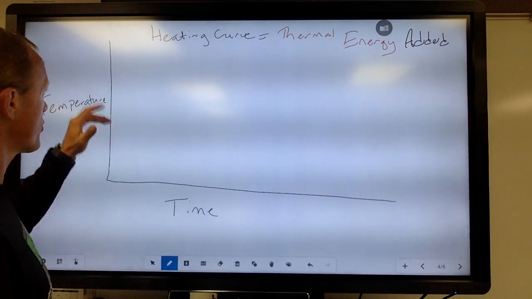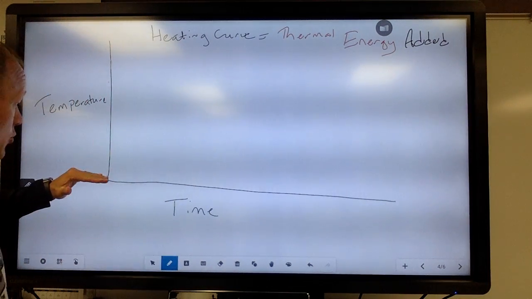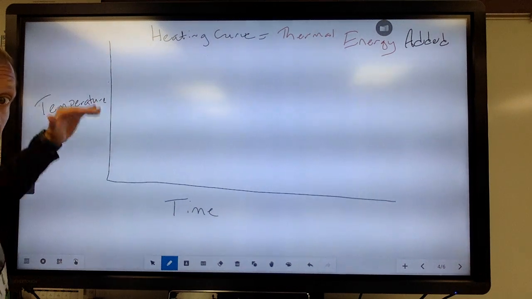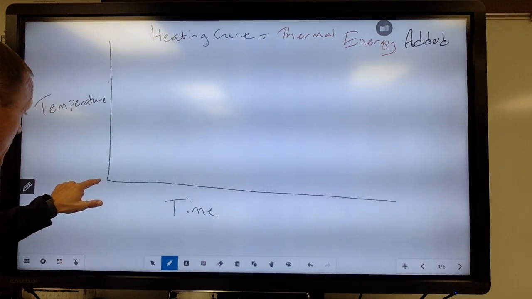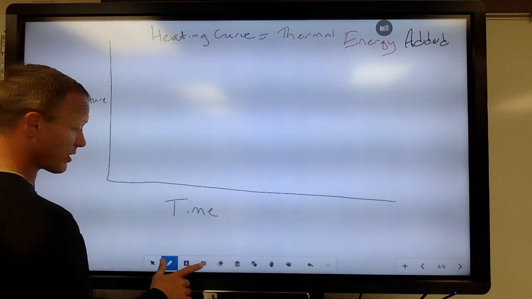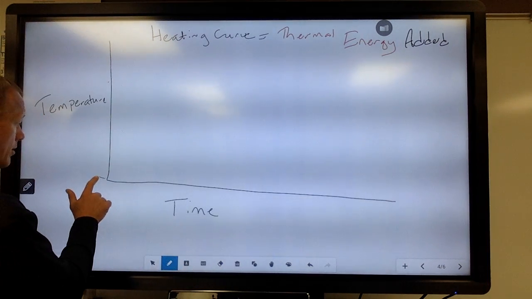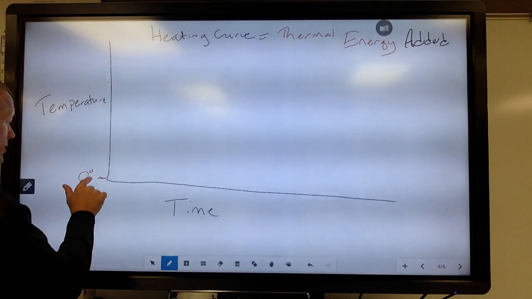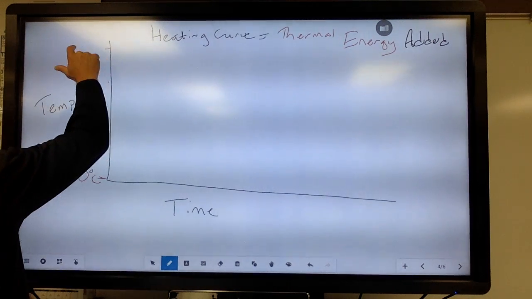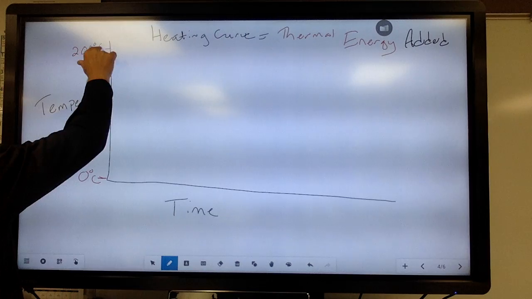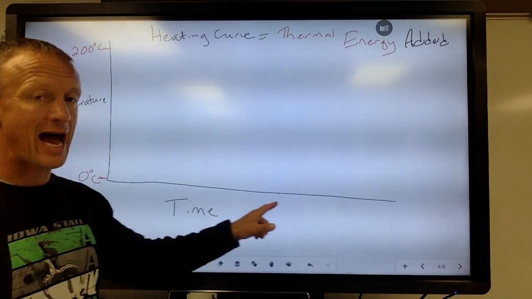So here's a little graph. This is temperature, so cold to hot. Maybe down here is 0 degrees Celsius, we'll say we're in Celsius, and maybe up here is 200 degrees Celsius. And this is just time as we're adding heat.